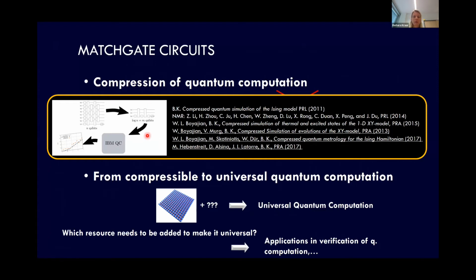So this is why I would like to ask now the opposite question, namely, can I go from something that is not very powerful because it's even compressible? Can I add something to that, some resource, in order to make this computation universal? You want to know what kind of gates or what kind of additional resources you can add to make this computation universal, so that you can then do any kind of quantum computation on that device. And this is the question that I would like to address.